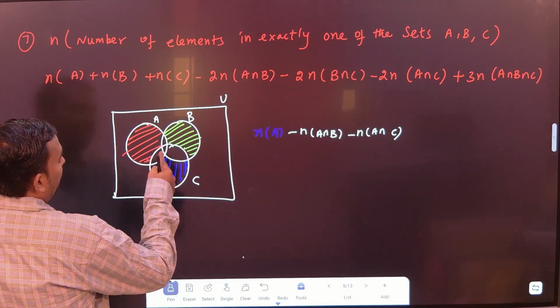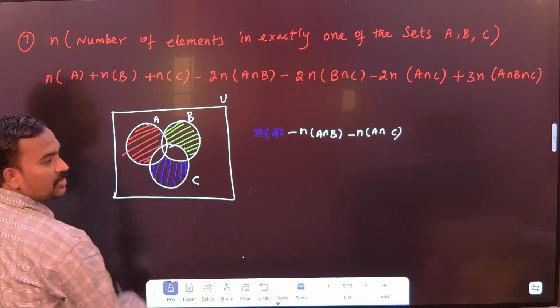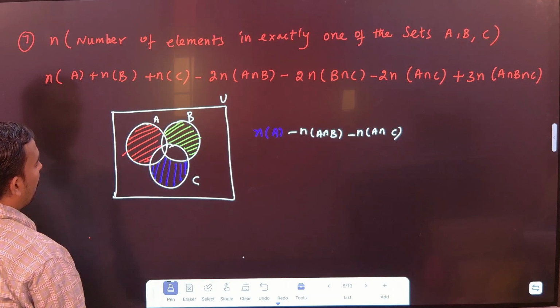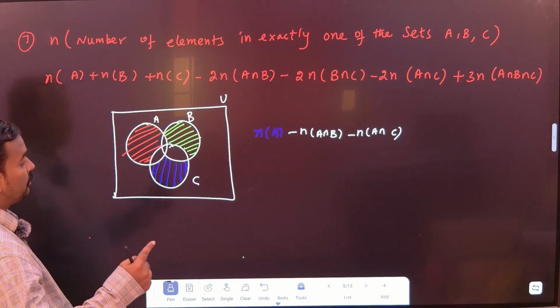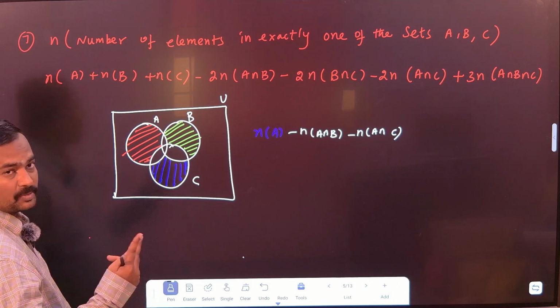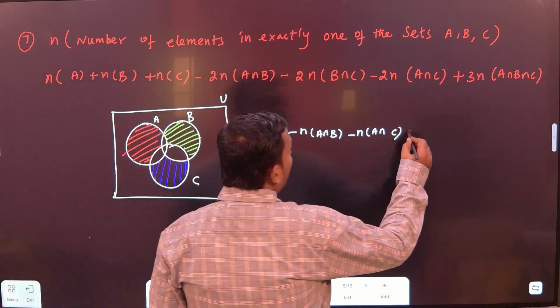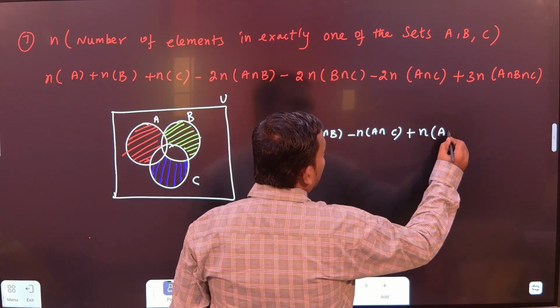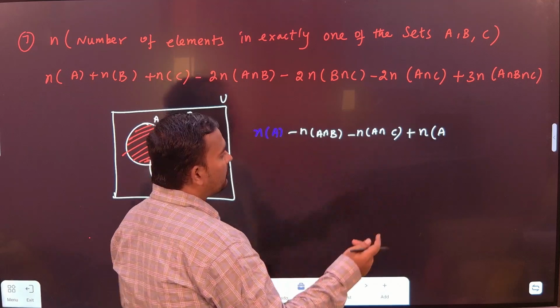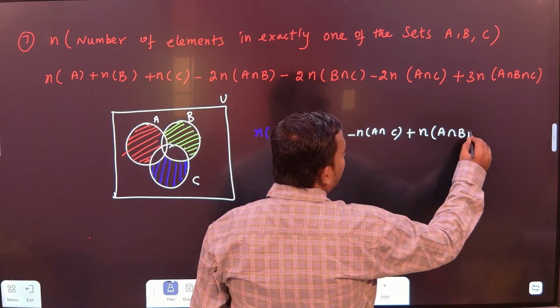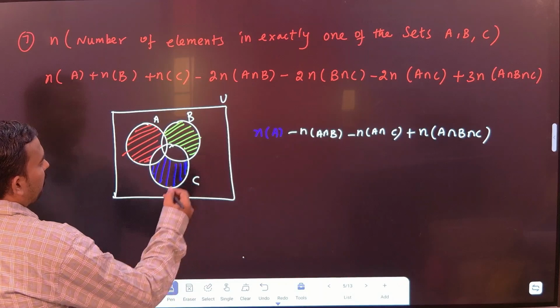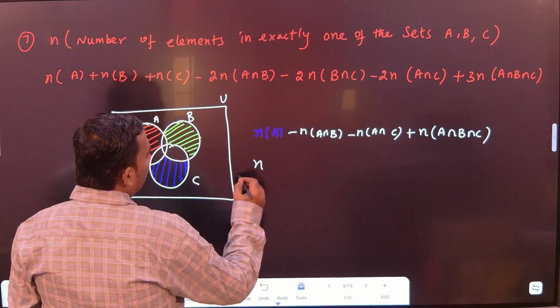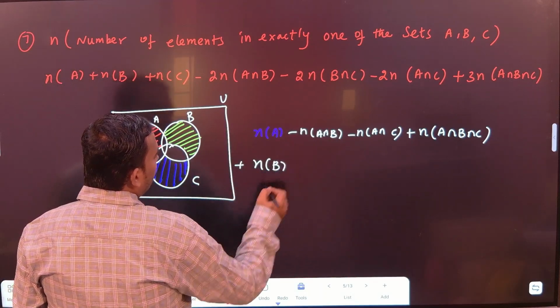You can see when you removed A intersection C, again you can see A intersection B intersection C, you had to remove 2 times, right? That means you have to add 1 times. 2 times you remove, 1 times you can add, right? A intersection B intersection C. Clear?